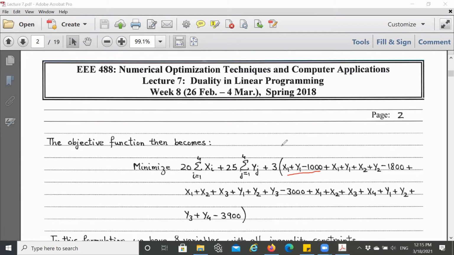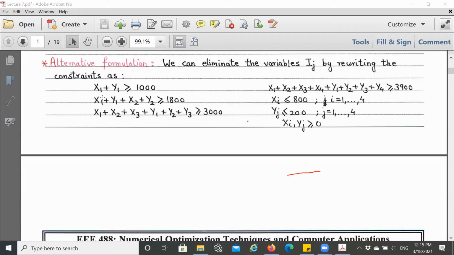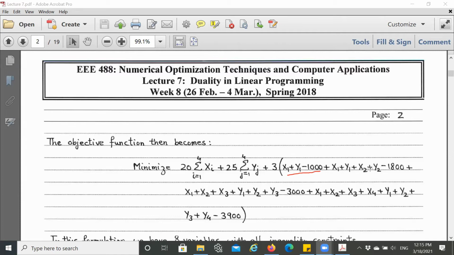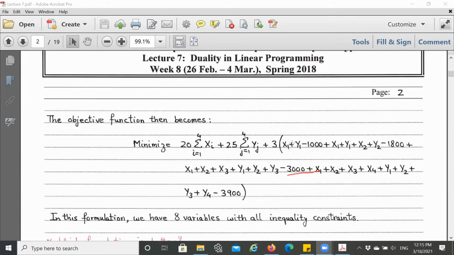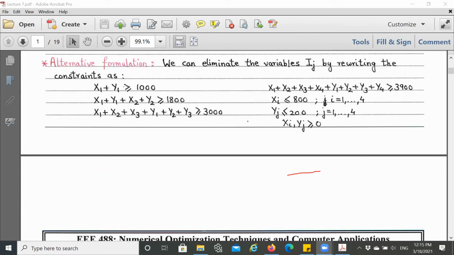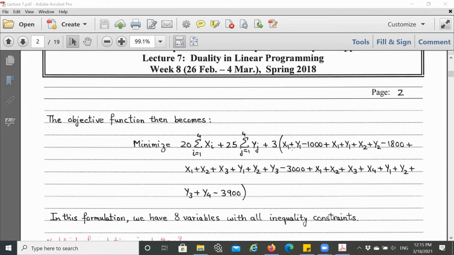Plus the second equation, which would be x1 plus y1 plus x2 plus y2 minus 1,800. So you bring this 1,800 to the left-hand side, plus this equation. When you do that, what you're doing is replacing this greater than or equal to with an equality. So there is some value over here. You take this on this side, and whatever is remaining is that ij, which we have eliminated. Therefore you would get this relatively longer objective function if you plug in all the four constraints.